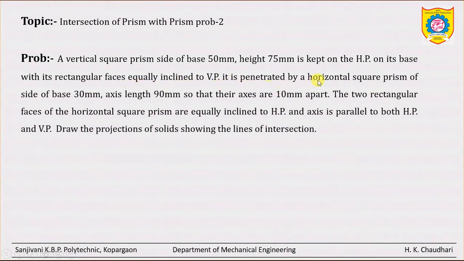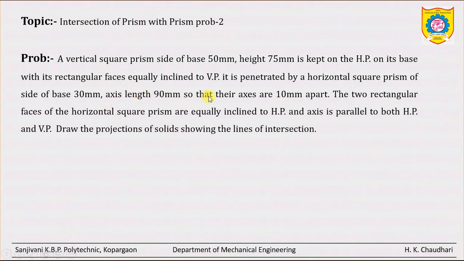It is penetrated by a horizontal square prism of side of base 30 mm, axis length 90 mm, so that their axes are 10 mm apart. The two rectangular faces of the horizontal square prism are equally inclined to HP and the axis is parallel to both HP and VP. Draw the projections of the solids showing the lines of intersection.